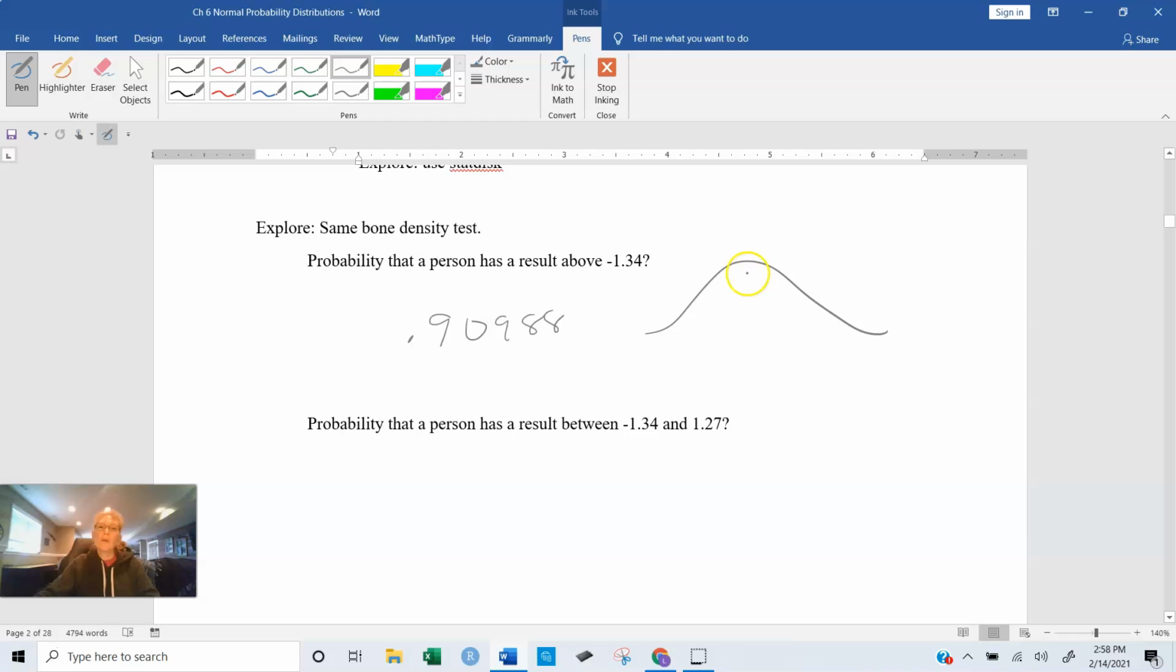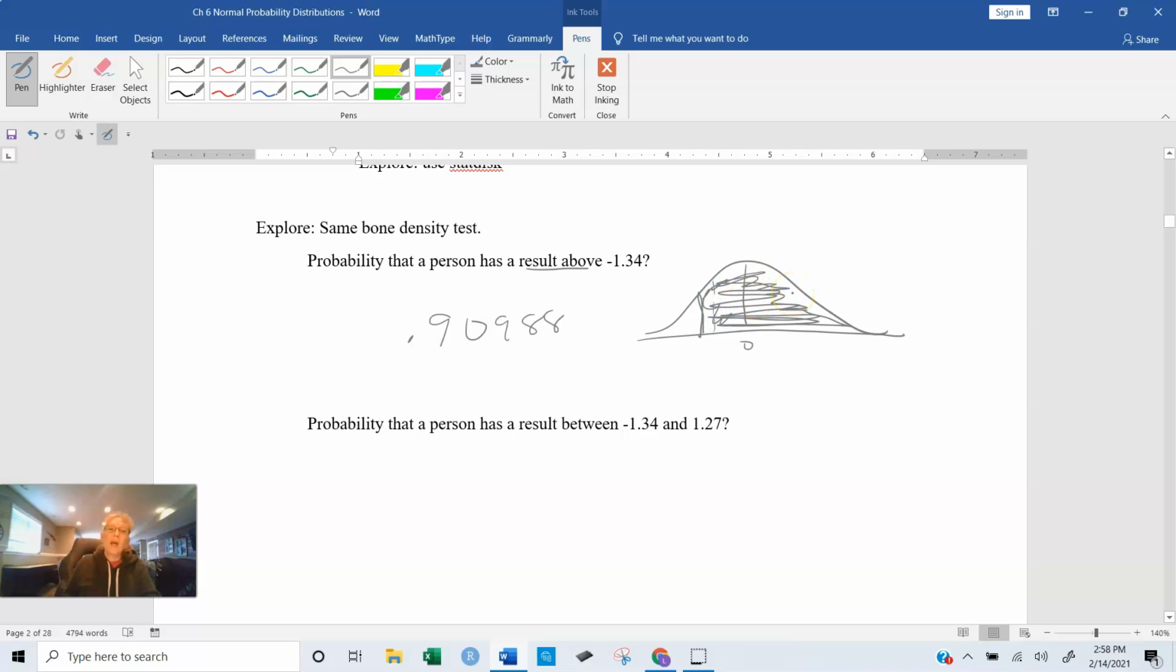All right, so here's our thing. I want to draw this so we understand what's going on. Here's our 0 for our mean. We're at negative 1.34, so if this is 1, we're about right here. And the result is above a negative 1.34. So that's this direction on our graph. All right, so you need the right side.